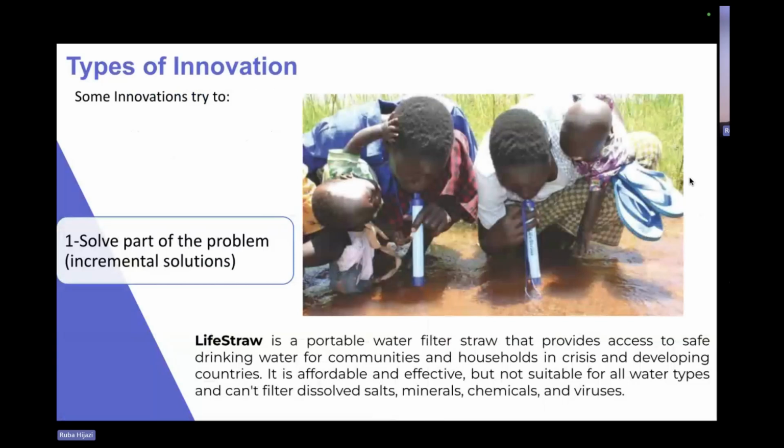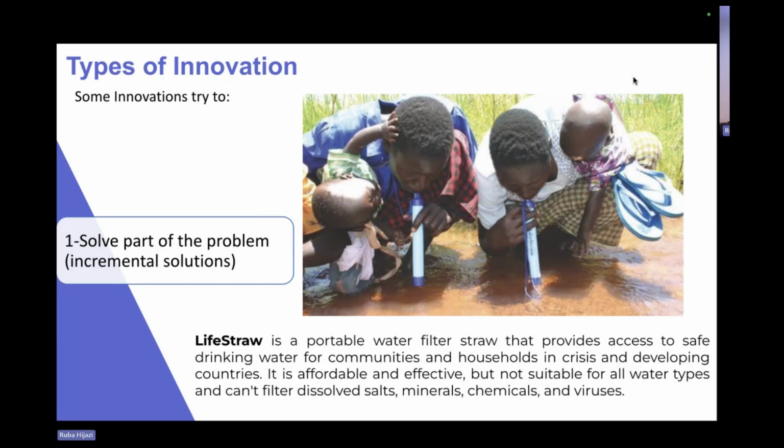Also, the innovation can come in different sizes as well. So some of the innovations can solve part of the problem. And this is an example, the Life Straw. The Life Straw is a filter that is inside a straw, where people in the camps and in the crisis area can use to filter any type of water in order to get water to drink. The challenge with this innovation is that it can't remove all of the contaminations.